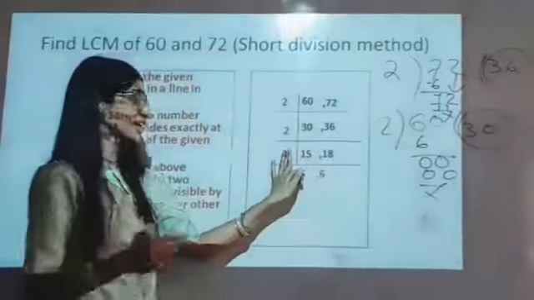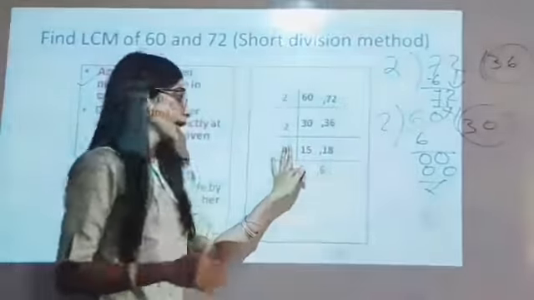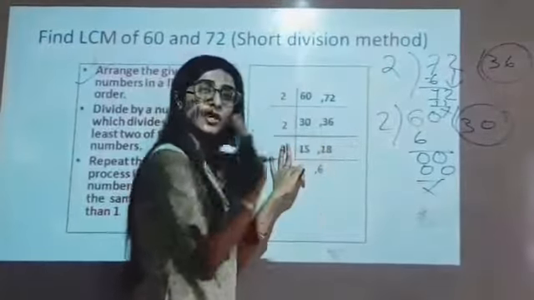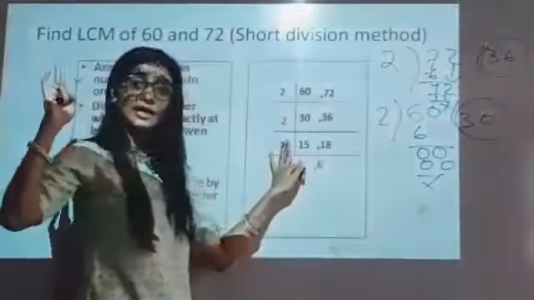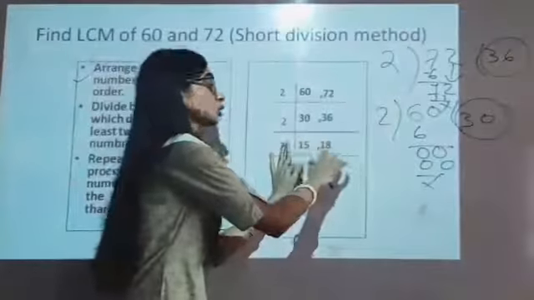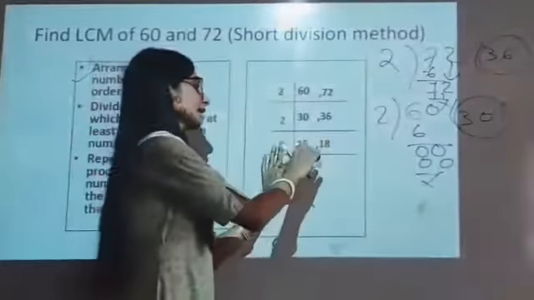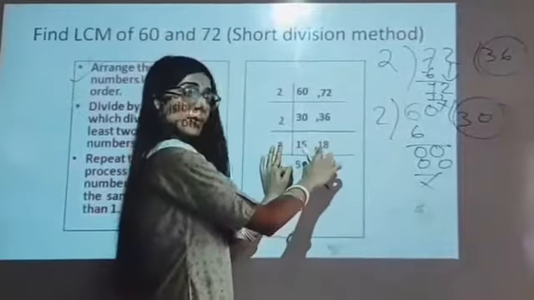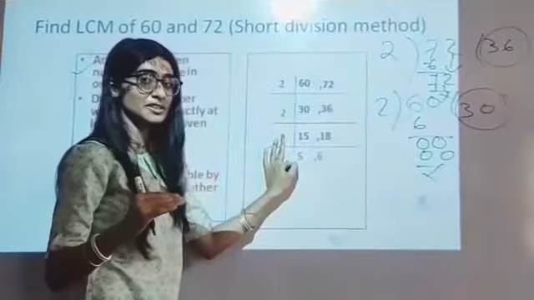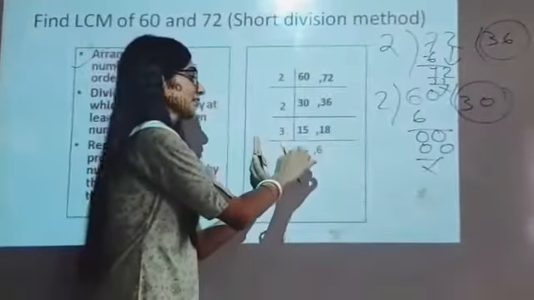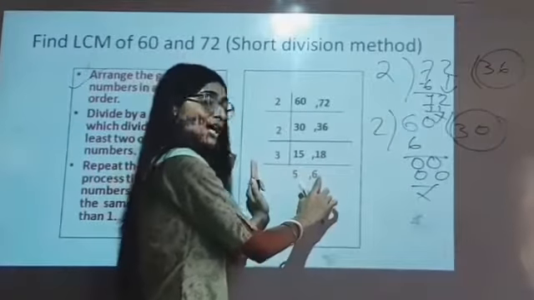If you try to divide 15 and 18, you will see 18 is divisible by 2, but 15 is not divisible by 2. So we cannot take that number because we have to find the common number that divides both numbers. So after 2, which number comes? Yes, 3. Then 3 divides these two numbers. 15 and 18 are both exactly divisible by 3. So 3 fives are 15 and 3 sixes are 18. So here we have written the quotient.